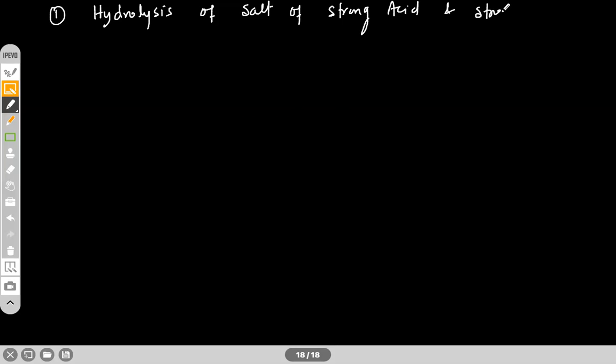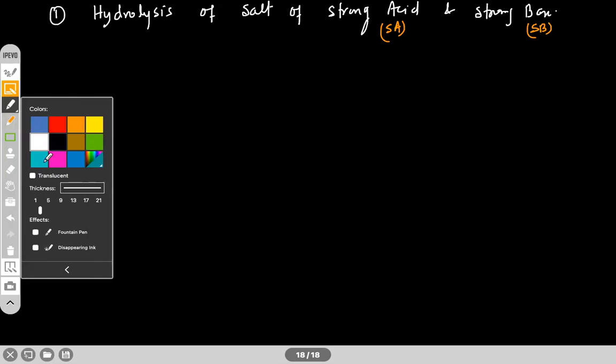Hydrolysis of salt of strong acid and strong base. Heading, write down all of you. Strong acid I'll write as SA. Strong base is SB. Hydrolysis of the salt of strong acid and strong base. This means we are taking a strong acid and a strong base for this purpose.